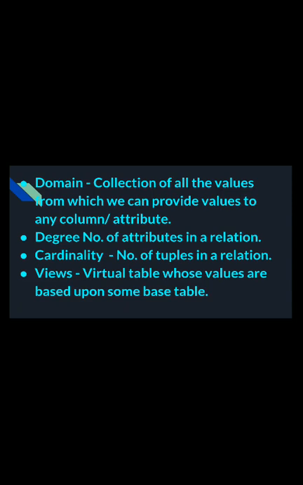Degree. Degree is the number of attributes in a relation. The number of attributes, the number of columns that are there in a relation, is known as degree. Next comes cardinality. Cardinality is the number of tuples or rows in a relation. How many records are there in your relation? That is known as cardinality.